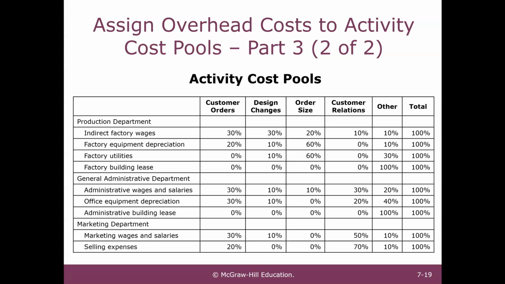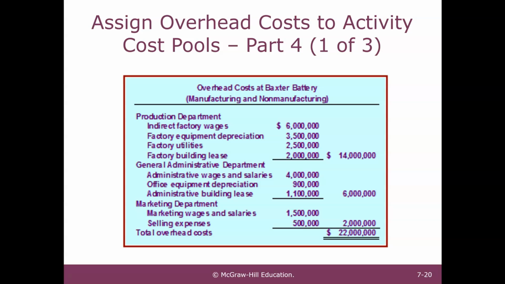This table right here shows all of the percentages. We're going to exchange the percentages for the cost that pertains to that percentage. Just remember, we're going to start with indirect factory wages. The customer orders are 30% of the indirect factory wage total. The indirect factory wages here you see is $6 million.